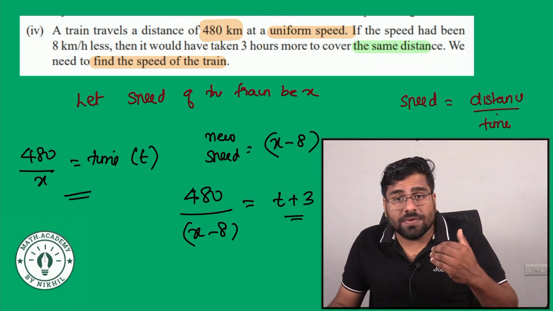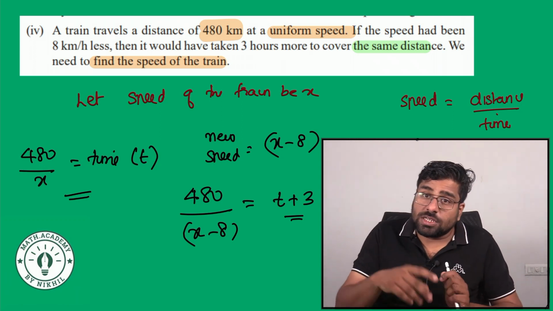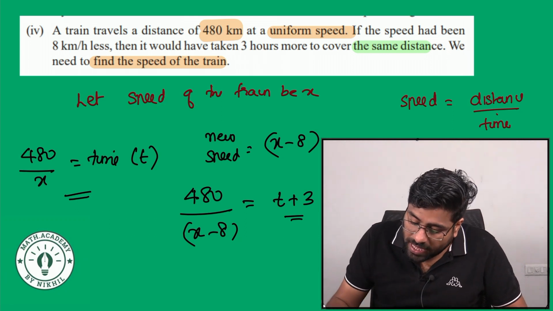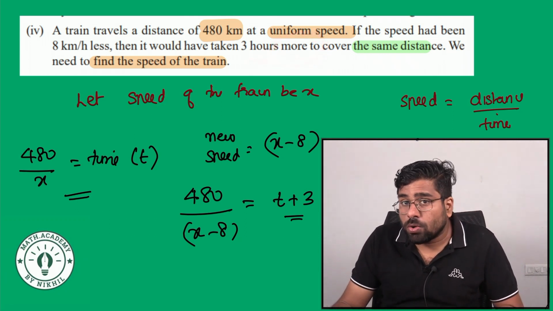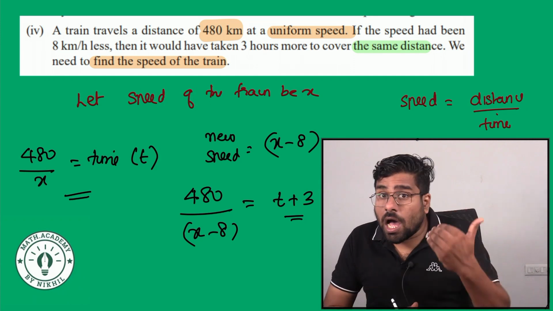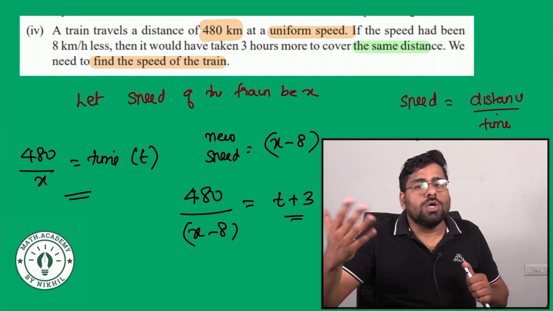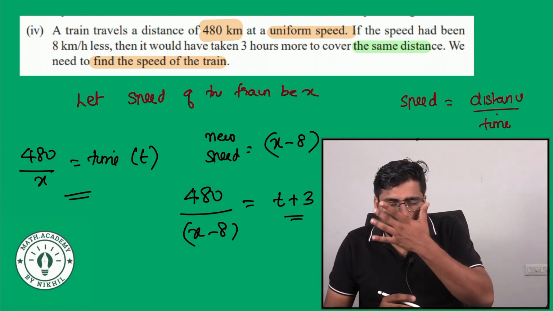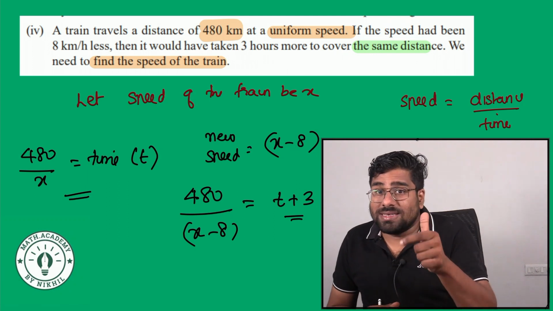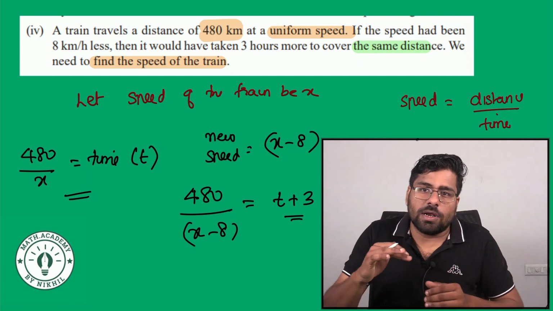Clear? If it was given twice, you should have multiplied by 2. When they say 3 hours more, you have to add. When I'm talking about more, you have to add. When I'm talking about less, you have to subtract. When we are talking half, you have to divide. When you are talking about twice, you have to multiply. That is the logic. If the statement was, it takes twice the time, you have to multiply by 2. If it is thrice, you have to multiply by 3.